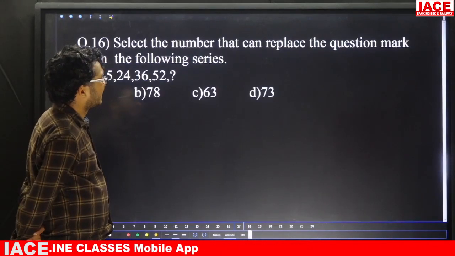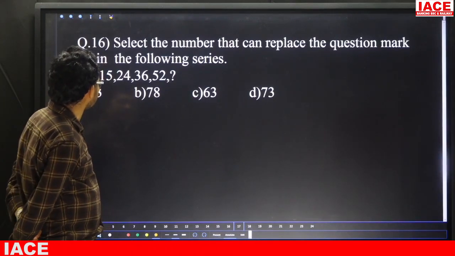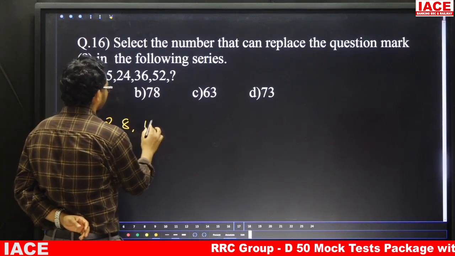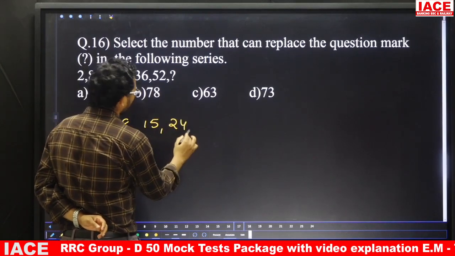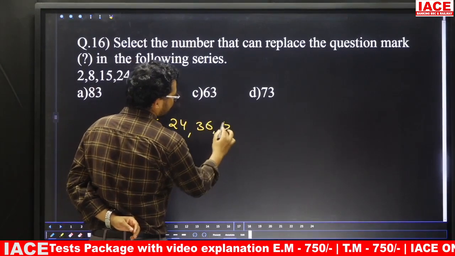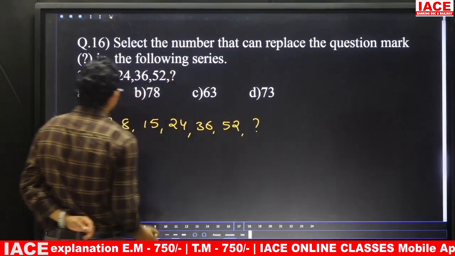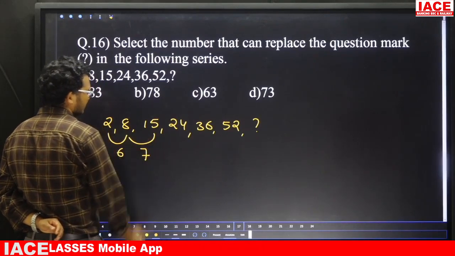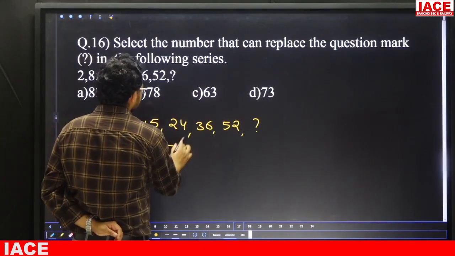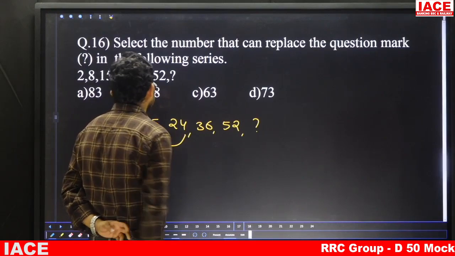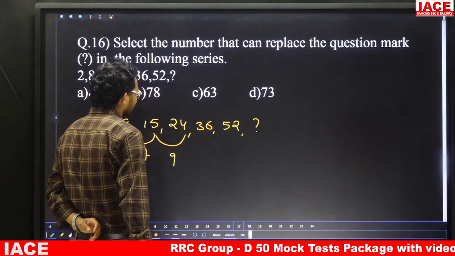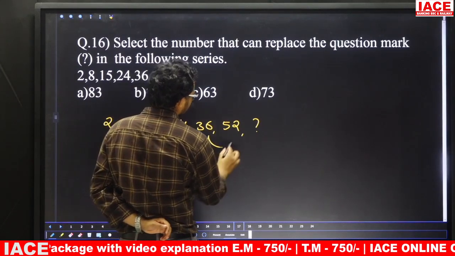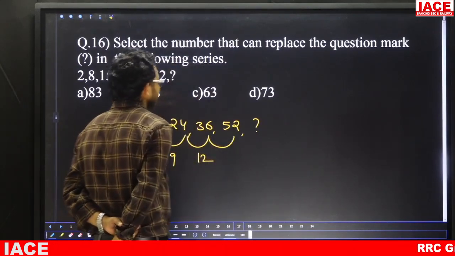Select the number that can replace the question mark in the following series. The given numbers are 2, 8, 15, 24, 36, next one 52, and then the question mark. Friends, the difference here is 6. The next difference is 7. The next difference is 9. The next difference is 12. The next difference is 16.